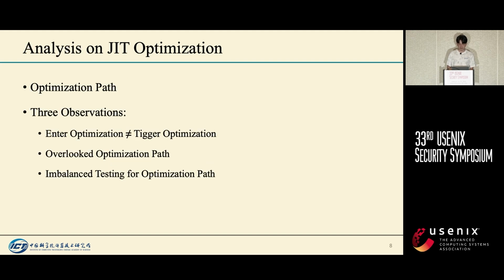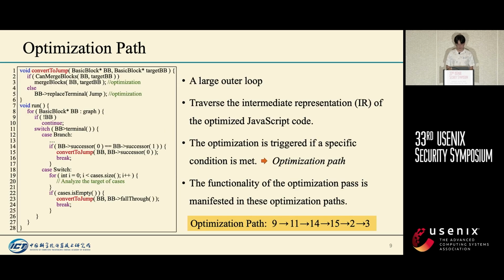We have analyzed JIT optimizations in mainstream JavaScript engines, proposed the concept of optimization paths, and summarized 3 observations. First, I'll introduce the concept of optimization paths. After analysis, we found that each optimization contains a large outer loop. This outer loop traverses the IR at a specific granularity level, for example, basic block or instruction.